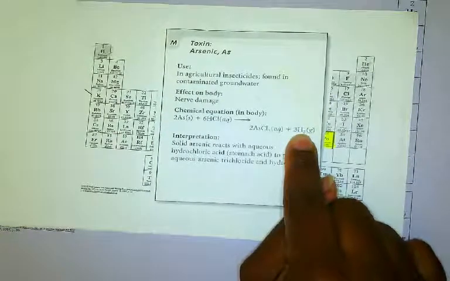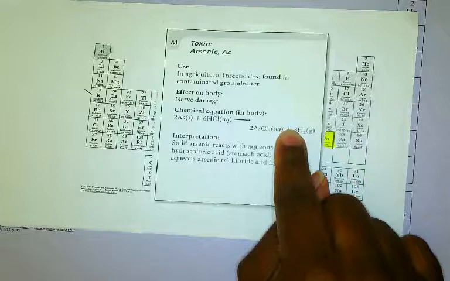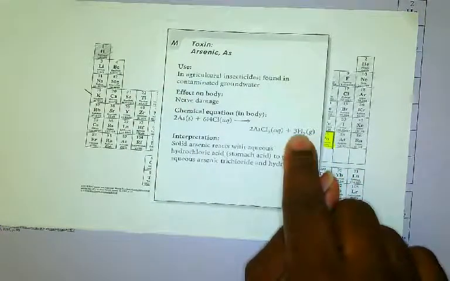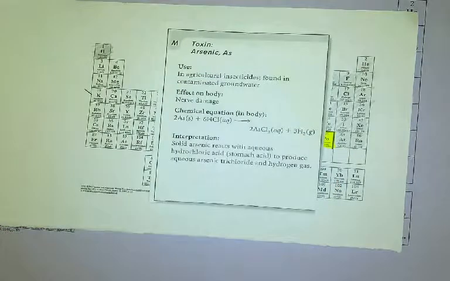Don't pay any mind to the 3. That's just to balance it, the coefficient. Or the G. That just tells you what state it's in. It's gas. But the H tells you that it is only one element.